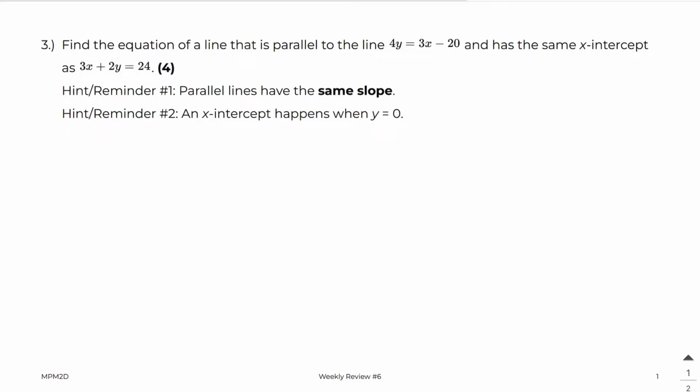Here's an explanation for weekly review number 6, question number 3, for those of you who were absent the day that we talked about it. So it asks us to find the equation of a line that is parallel to this line, 4y equals 3x minus 20, and has the same x-intercept as 3x plus 2y equals 24.